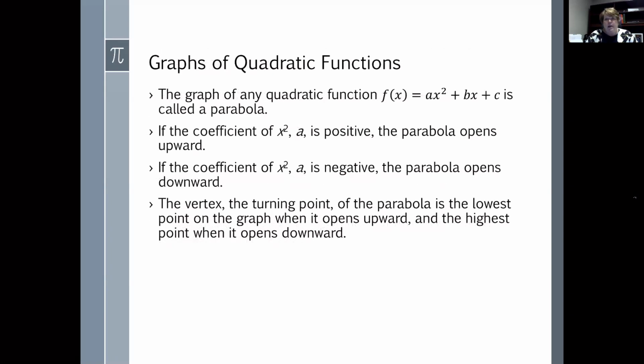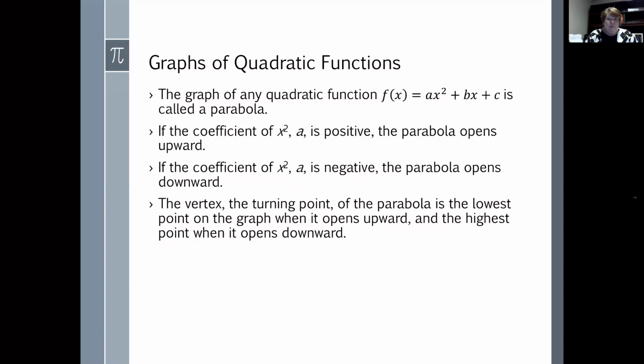The graph of a quadratic function. The graph of any quadratic function, f of x equals ax squared plus bx plus c, is called a parabola. If the coefficient of x squared, a, is a positive number, the parabola opens upward. If the coefficient of x squared, a, is a negative number, the parabola opens downward.